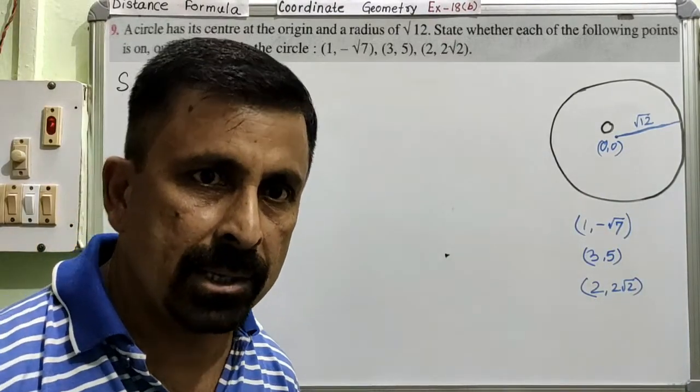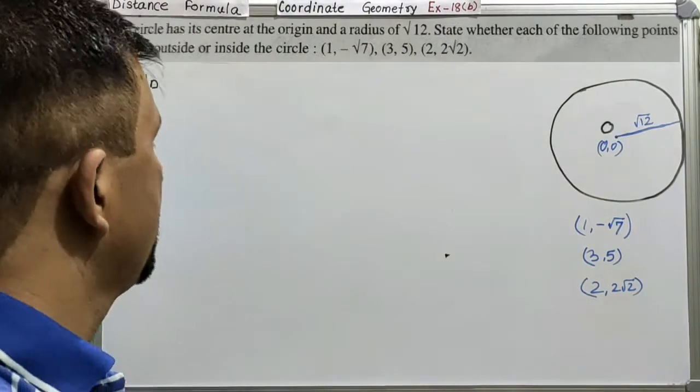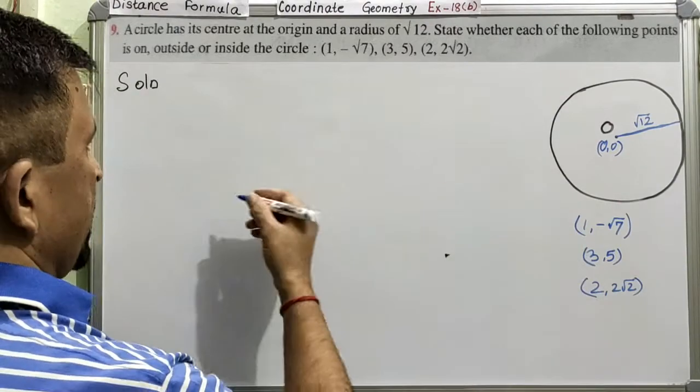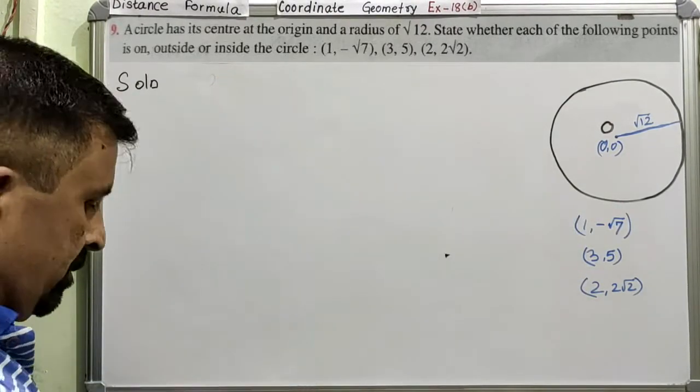Did I make it clear or not? So with this we will start. Let us calculate the first one. (0, 0). Wait.